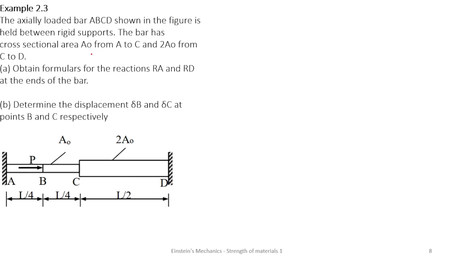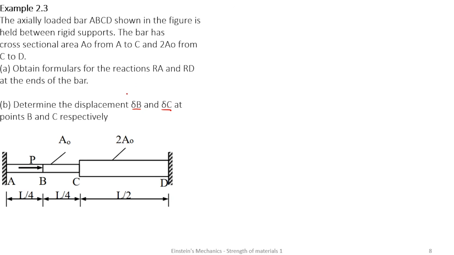Let's look at example 2.3. The axially loaded bar ABCD shown in the figure is held between two rigid supports. The bar has a cross-section area A0 from A to C, and 2A0 from C to D. Obtain formulas for the reactions RA and RD at the ends of the bar. Then we determine the displacements, that is the change in B, or the elongation at B and the elongation at C, the points B and C.